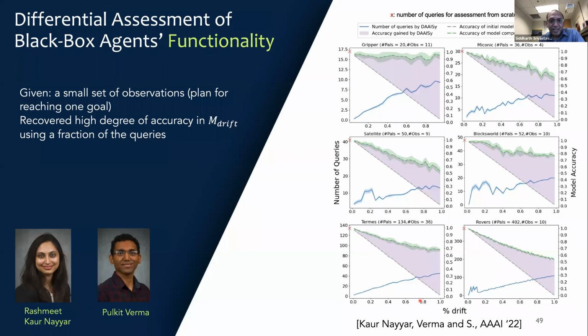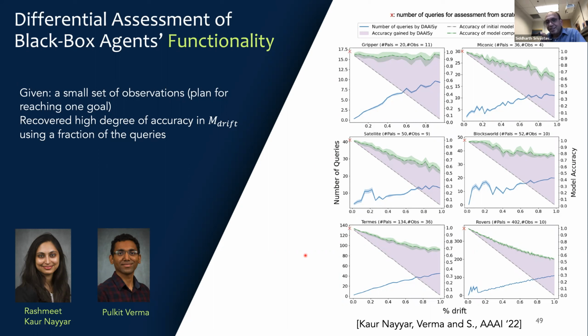And in these plots, what we're saying on the x-axis is the percentage of drift. So that's how much the agent has changed. At 1, the agent has nothing to do with the previous version of the agent that we saw. And the blue lines here are showing the number of queries we have to ask. And the purple area is showing how much accuracy we recovered at each query point. This X over here on the Y-axis represents the number of queries that we have taken to reassess the model entirely from scratch. So you can see that with a small fraction of the queries compared to the total number of queries that we have needed, we can cover quite a lot of the agent's model quite accurately.